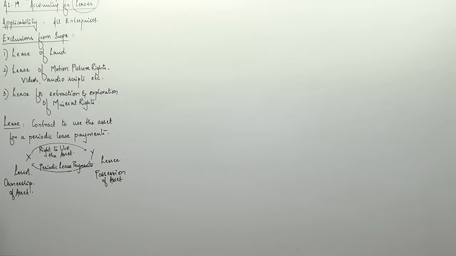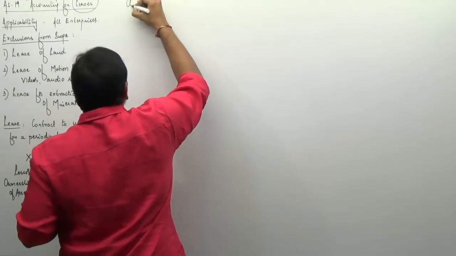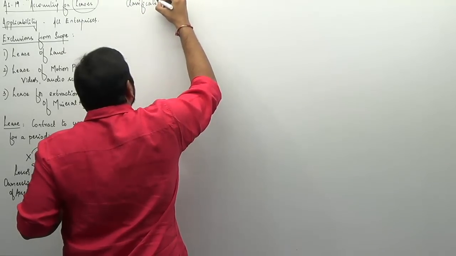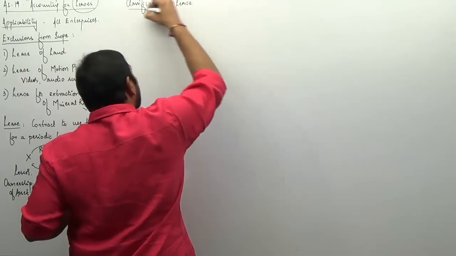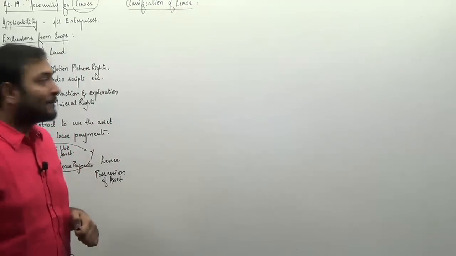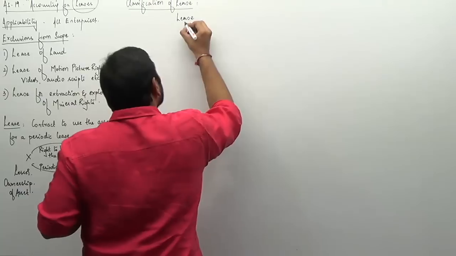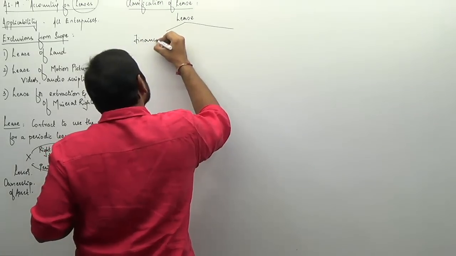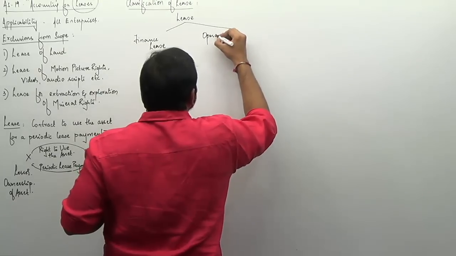Now, this is a simple understanding of your lease. Now let's get into what is this AS 19 talking about. According to AS 19, the first part should be classification of lease. To understand the accounting, we need to first classify the lease. How do we classify a lease? He says a lease can be classified into two types. First one is called as a finance lease, and second one is an operating lease.